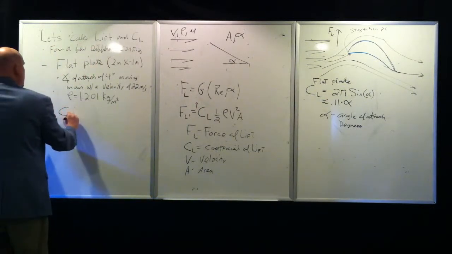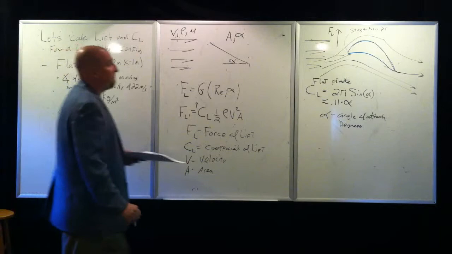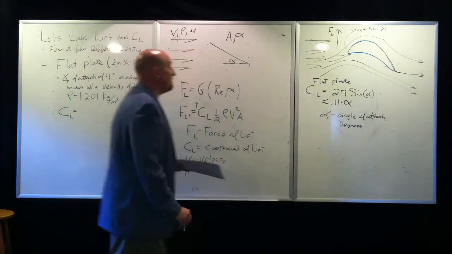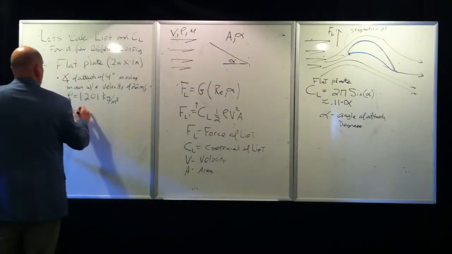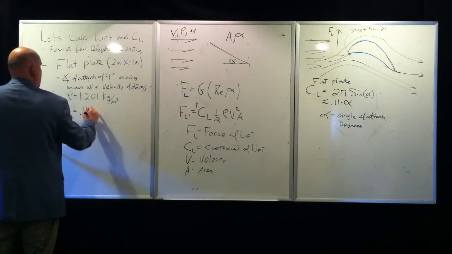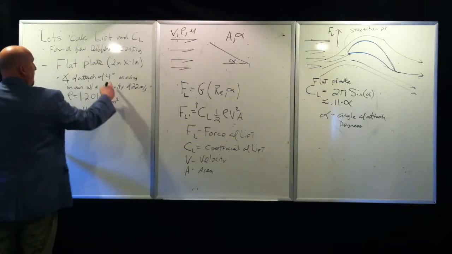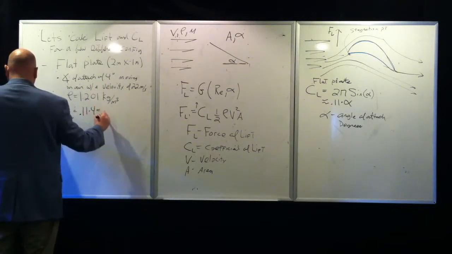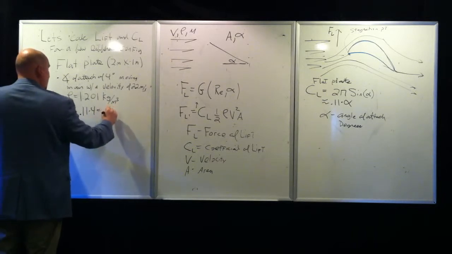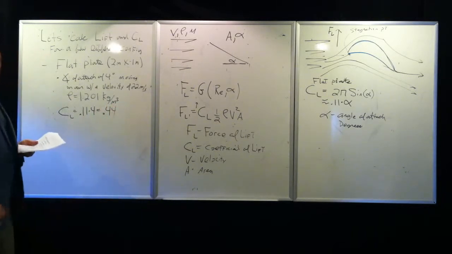Alright, the coefficient of lift, using our formula, is 0.11 times alpha, and alpha is going to be 4, which gives us a coefficient of lift of 0.44. It's pretty straightforward and easy.